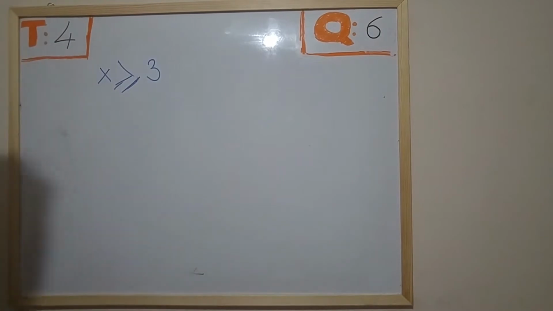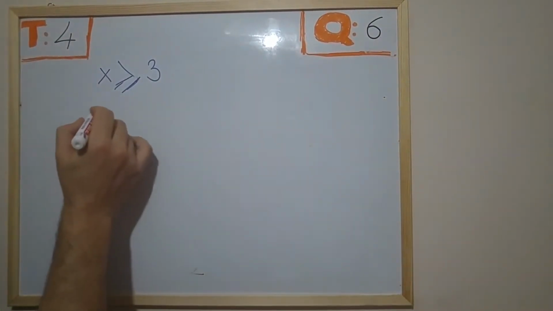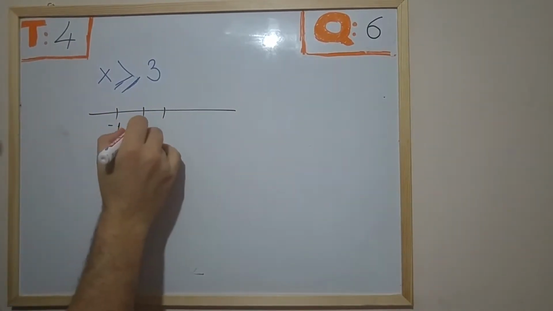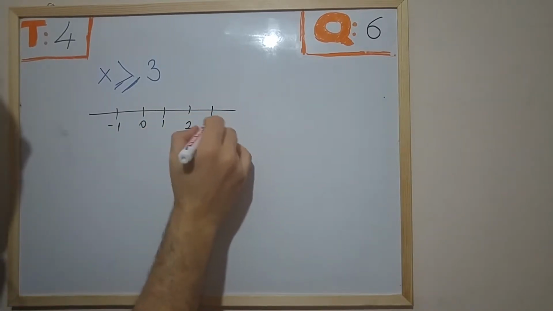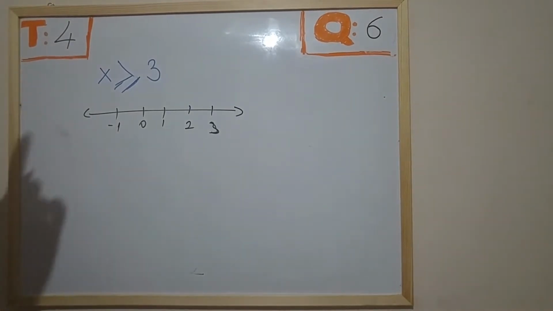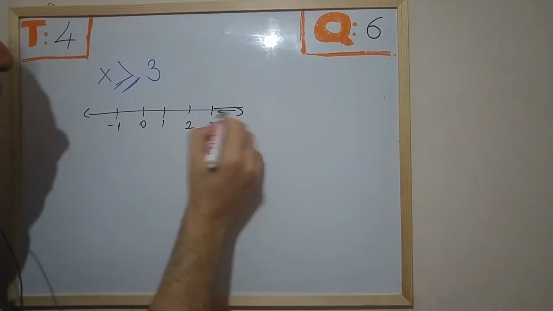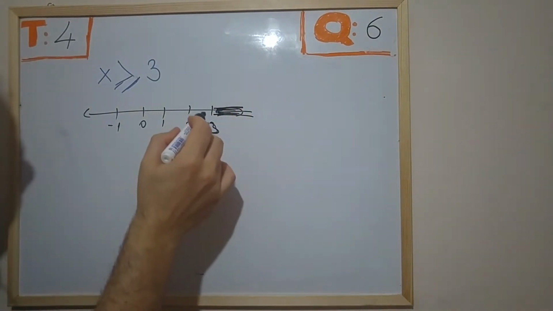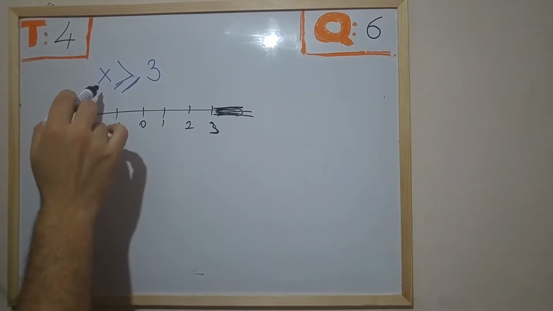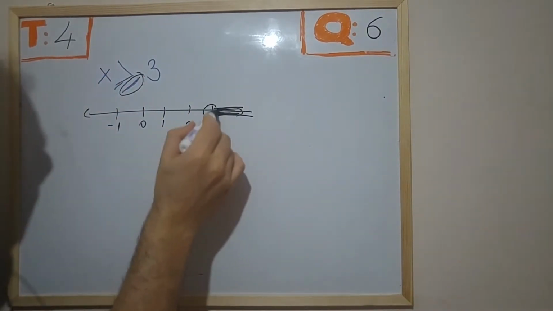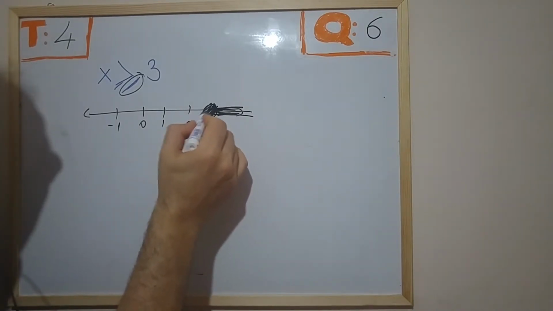We're supposed to show x is greater than or equal to 3 on the graph. Let's draw the graph first. Let's say this is the number line, minus 1, 0, 1, 2, 3. X is greater than or equal to 3, so we found 3 here. This is the part that we're looking for. But the important point is, will 3 be included or excluded? Since we are asked x is greater than or equal to 3, 3 will be included.